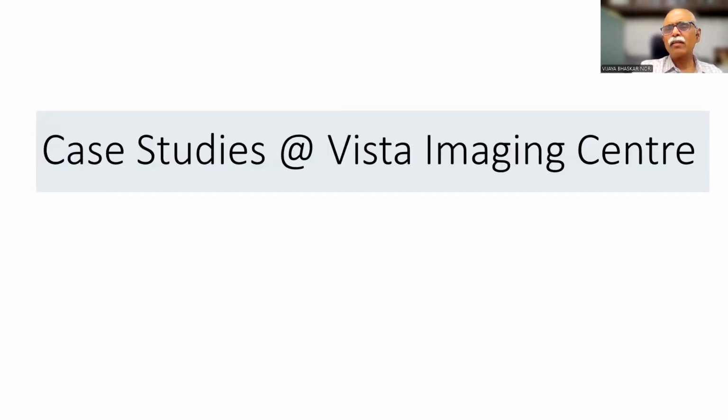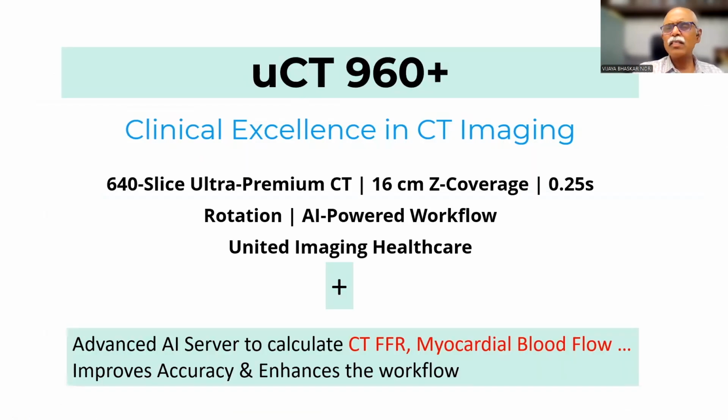Now, let us look at some studies at Vista Imaging Center, where I practice. Till now, we have done about 25 stress myocardial perfusion studies. I'll show you some examples. This is done on a UCT 960 640 slice premium CT scanner using a 16 centimeter Z-axis coverage, 0.25 centimeter rotation, axial studies, and advanced AA server to calculate CTFFR and myocardial blood flow values.